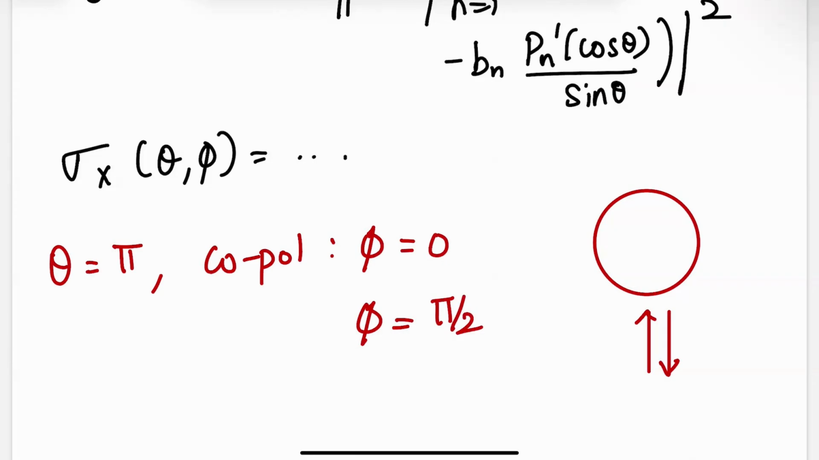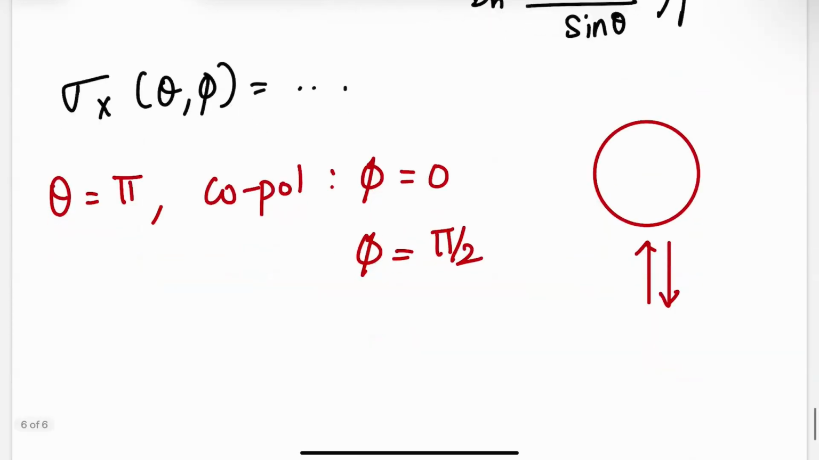Because we said that E came in along the X direction, which means for this direction going back, to have X polarization you need phi equal to 0. And then the cross pole would be polarized along the y direction, so that's phi equal to 90.